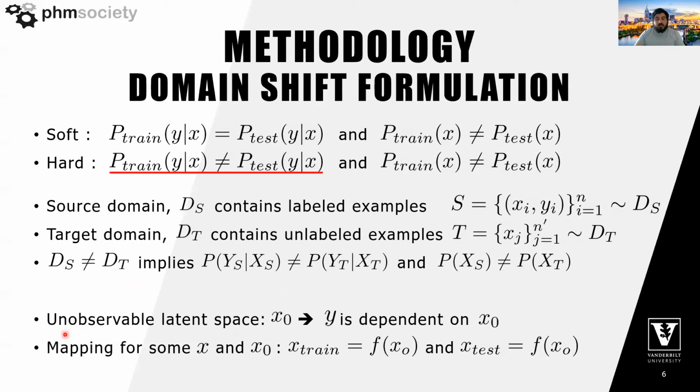One last observation regarding the domain shift is that we have an unobservable latent space X0. The label Y for a given input is dependent on this latent X0, whether the data is coming from source or the target domain. However, we may have some map into the observable space. In this case, the training and the testing data is a projection of X0, through a function called f, which is basically the mapping itself.